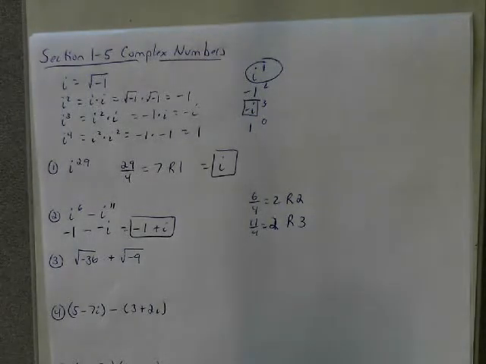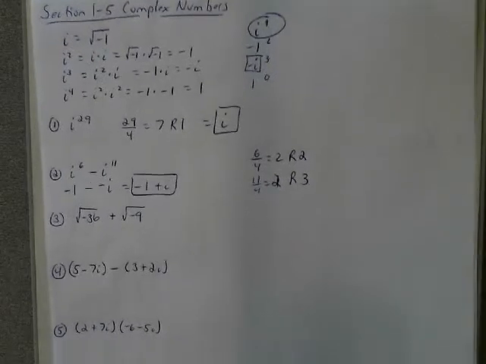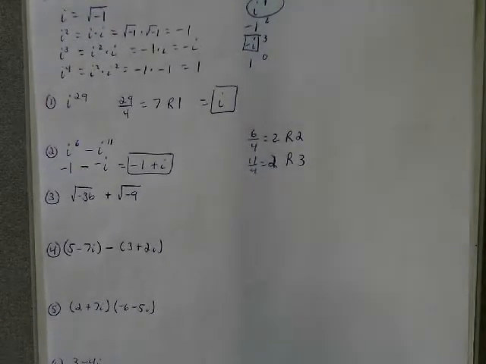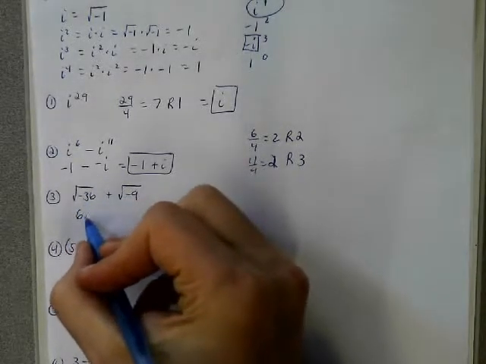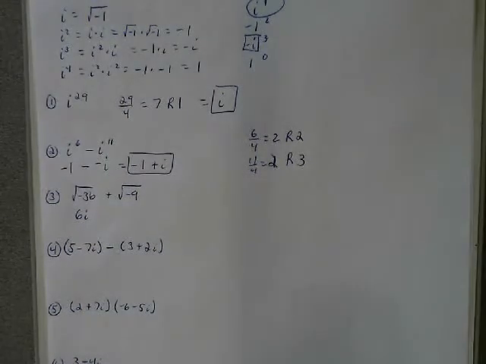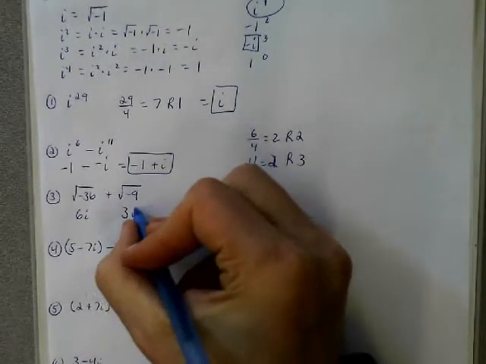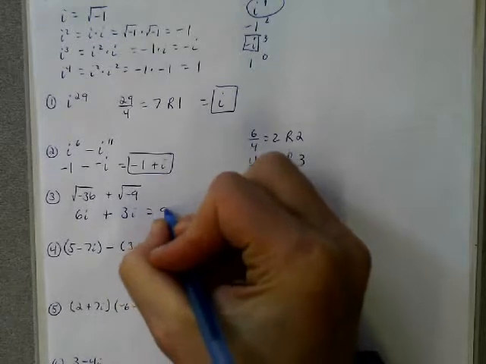Let's practice some more operations of complex numbers. Number 3. Let's simplify the square root of negative 36 plus the square root of negative 9. Well, the square root of negative 36 is 6i, and the square root of negative 9 is 3i. Therefore, when we add those two together, we get 9i.